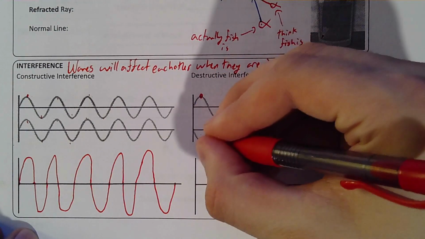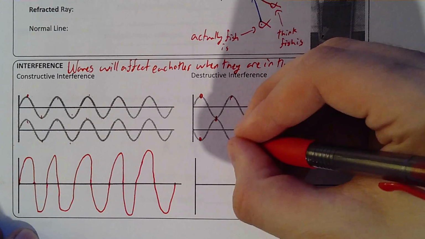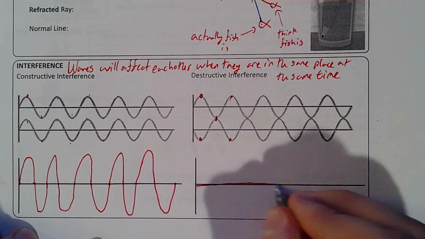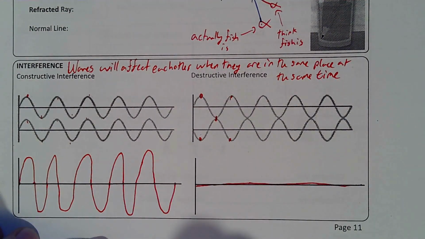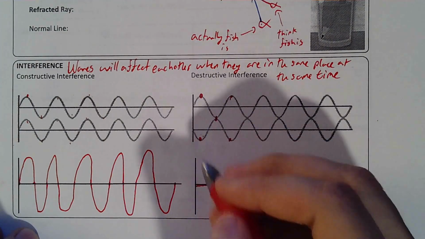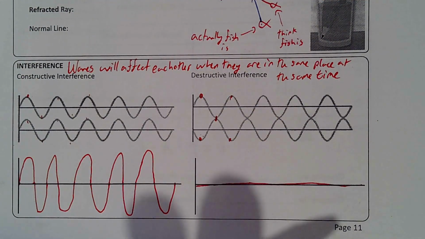In this one, we have a crest lined up with a trough, a crest and a trough, a crest and a trough, right? These will fully cancel each other out. They will fully destroy each other, as a crest of equal size to this trough will fully cancel each other out, making full destructive interference.